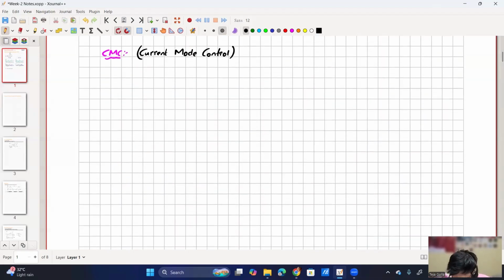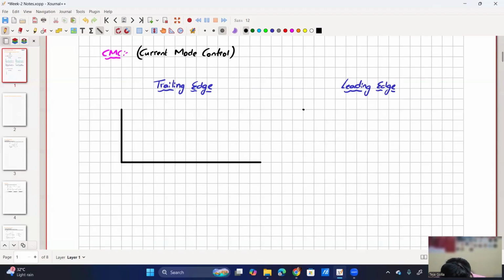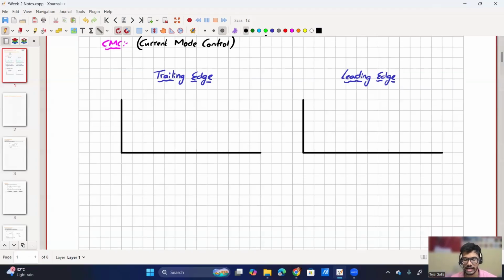So in the case of current mode control, I'll be discussing the same trailing edge and then leading edge. Let me quickly draw the plots. The same trailing edge means, again here we are discussing the inductor current. So inductor current is trailing the current reference. It is below the current reference. That is the logic.